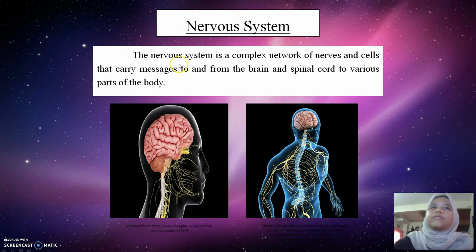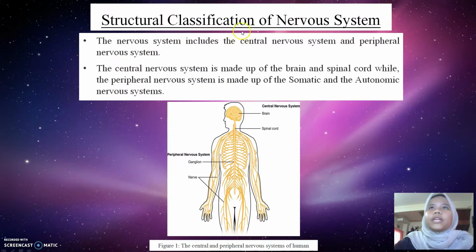So, the nervous system. The nervous system is a complex network of nerves and cells that carry messages to and from the brain and spinal cord to various parts of the body. Structural classification of the nervous system: it includes the central nervous system and the peripheral nervous system. The central nervous system is made up of the brain and also the spinal cord, while the peripheral nervous system is made up of the somatic and also the autonomic nervous system. The peripheral nervous system, as you can see here, consists of the ganglion and also the nerves of the body.